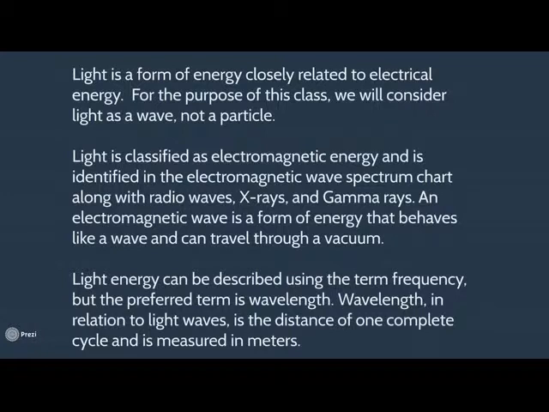An electromagnetic wave is a form of energy that behaves like a wave and can travel through a vacuum. In copper core cable, electrical energy wave patterns were described using the term frequency. Light energy can also be described using the term frequency, but the preferred term is wavelength. Wavelength in relation to light waves is the distance of one complete cycle and is measured in meters.